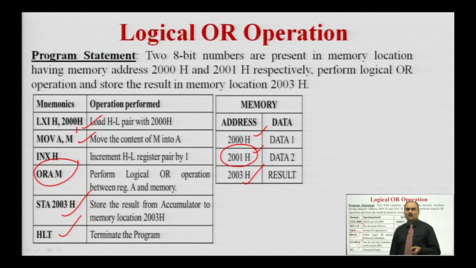Here in this logical OR operation, as mentioned, we use the instruction which is related to performing the logical OR operation. Whenever the microprocessor executes this instruction, it will perform the logical OR operation between the content of the memory location and the content of the accumulator, and store the result into the accumulator register. Here data 2 is present in the memory location, and data 1 is in the accumulator. After the execution, the result is stored into the memory location having address 2003H.